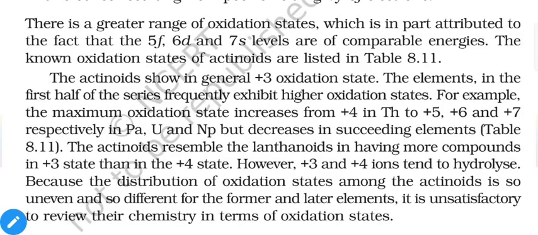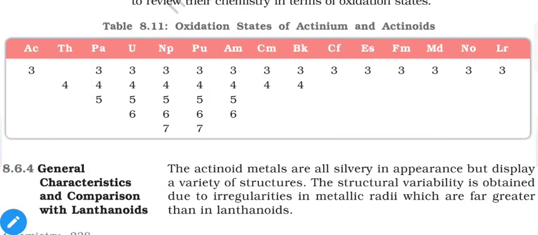Oxidation states. There is a greater range of oxidation states, which is in part attributed to the fact that 5f, 6d and 7s levels are of comparable energies. That means they are very close to each other, and that's why they all can participate in reaction. The known oxidation states of actinoids are listed in table 8.11. So these are the known oxidation states of actinoid elements. Except one element, all the elements can show plus 3 oxidation state, and a few elements having comparatively more number of electrons can show up to plus 7 oxidation state.